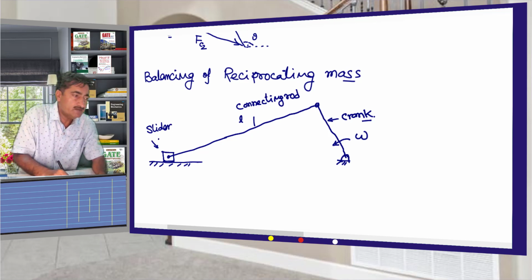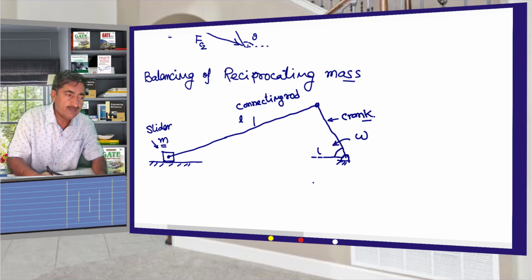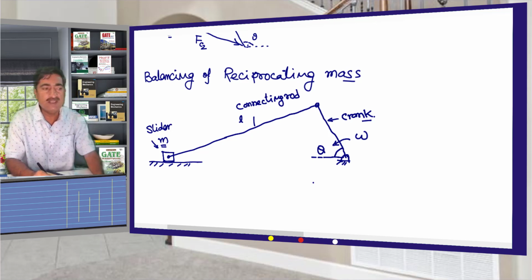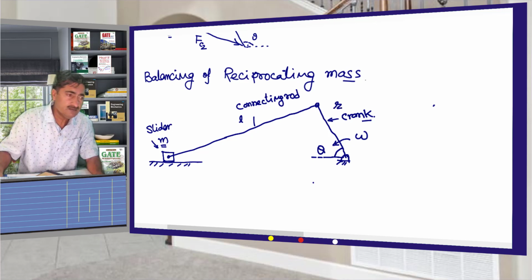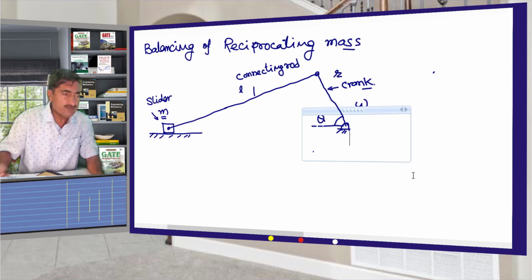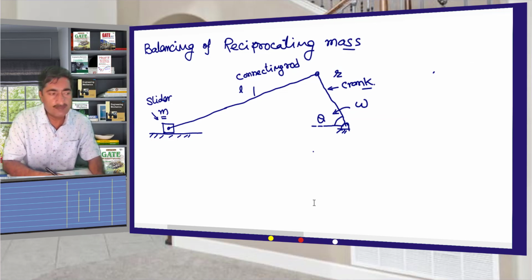Mass of slider, it is M. Suppose the crank angle theta varies, meaning theta equal to omega t, or omega equal to rate of change of angle. The crank radius, this is r. Now the acceleration, in the previous lecture we discussed the acceleration of slider.